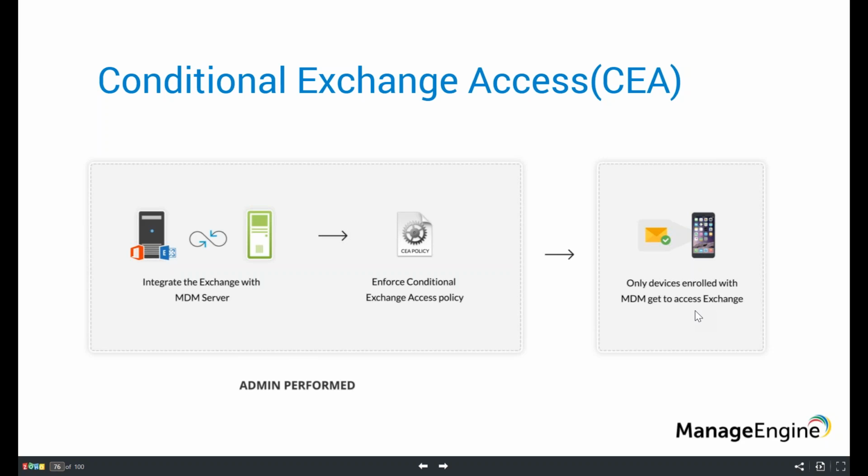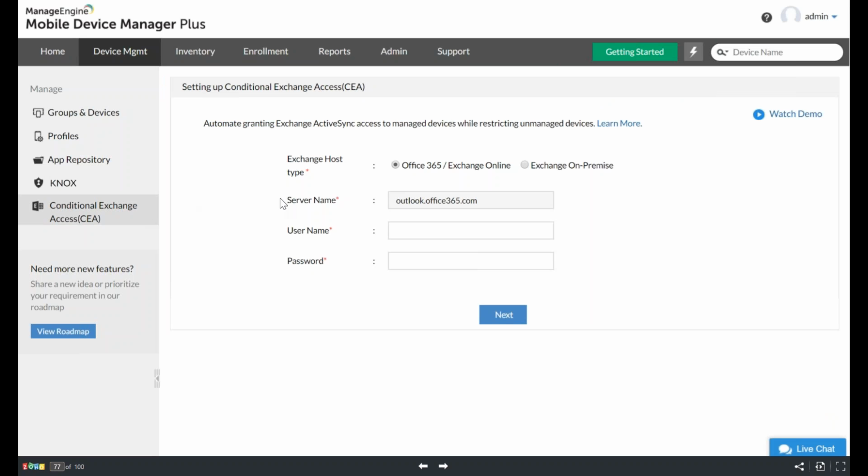Now let us see how this is done on the server. Go to Device Management and select Conditional Exchange Access. You can configure both Exchange Online as well as Exchange On-premises. I'll be configuring Exchange Online. On selecting Exchange Online, the server name gets automatically pre-filled. Provide the username and password.